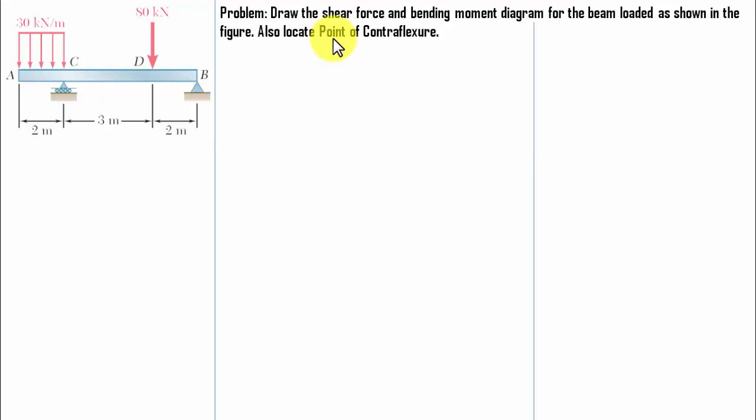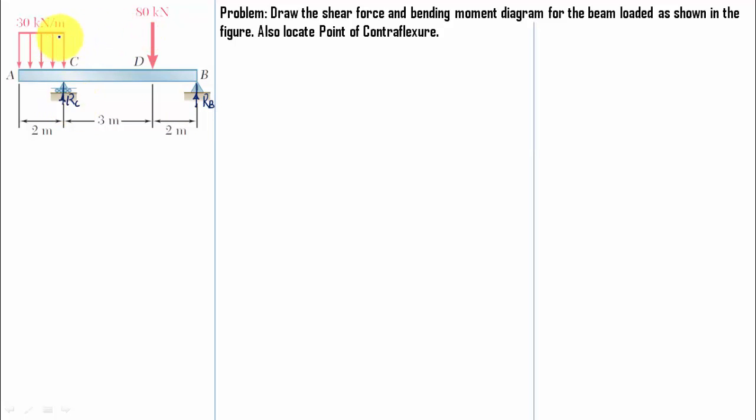Now the point of contraflexure is something that can only be located after we have the bending moment diagram. So before that, let us go ahead and analyze this beam. The first thing that we have to do immediately is find the reactions at supports. Let's say the reaction at B be represented by RB and the reaction at C be represented by RC.